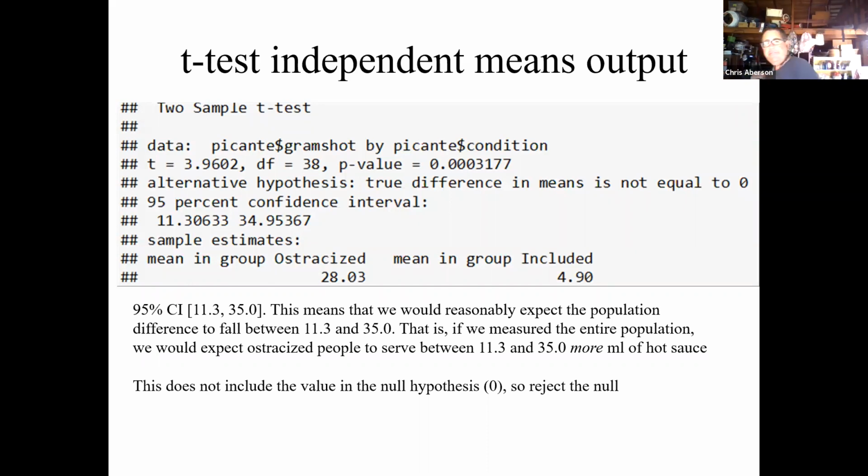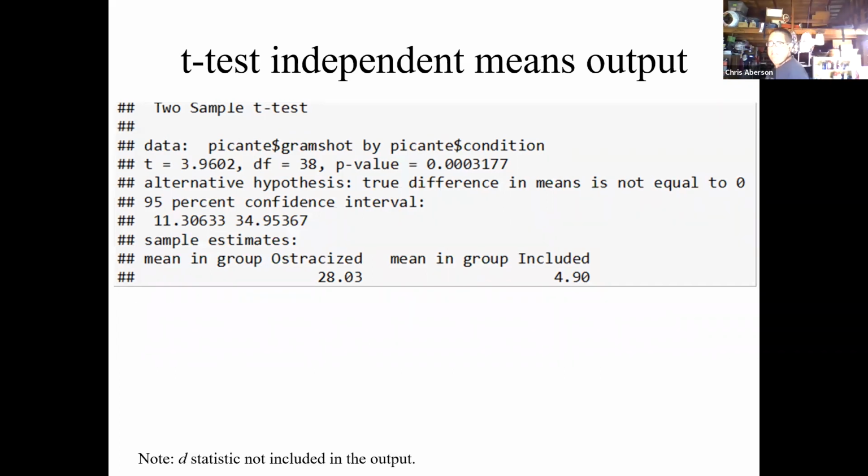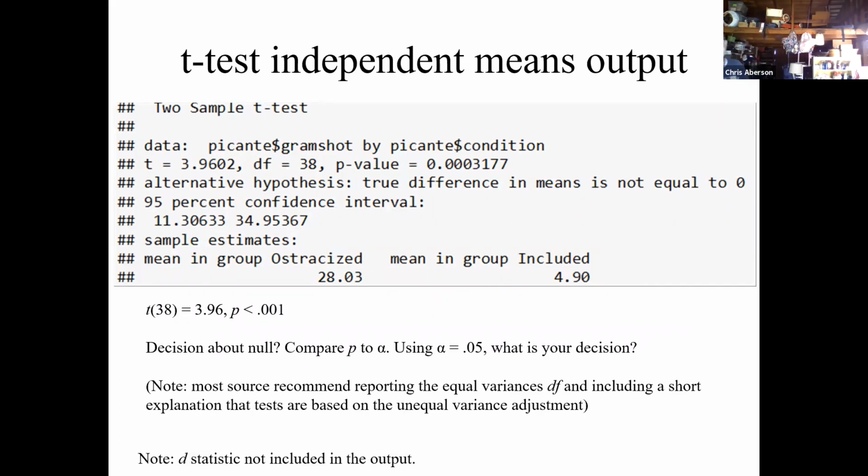Again, that confidence interval is telling us that we reasonably expect the population difference to be somewhere between 11.3 and 35. What I really like about those confidence intervals is not just saying that ostracized people were more aggressive, it's telling you how much more aggressive they were. Similarly, the t-value, just showing you how you would present that in APA style. Again, same decisions.